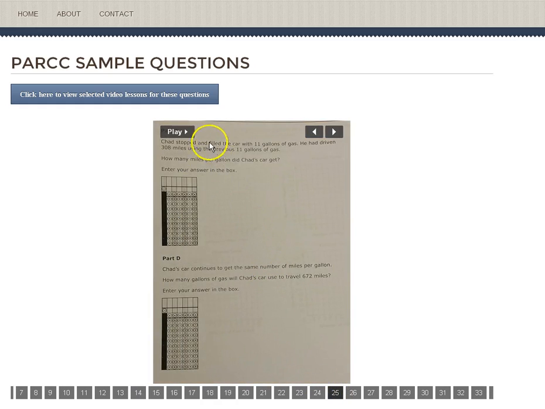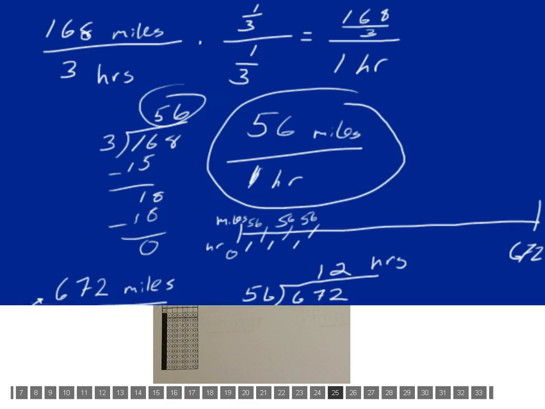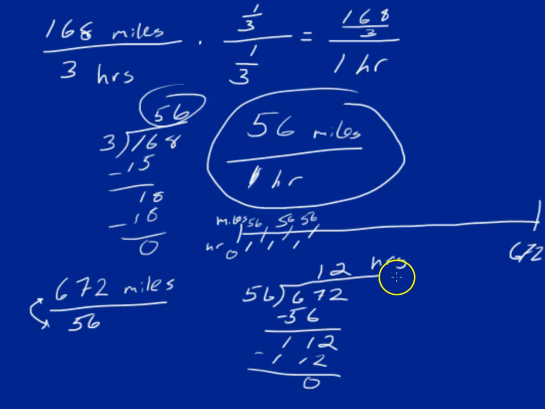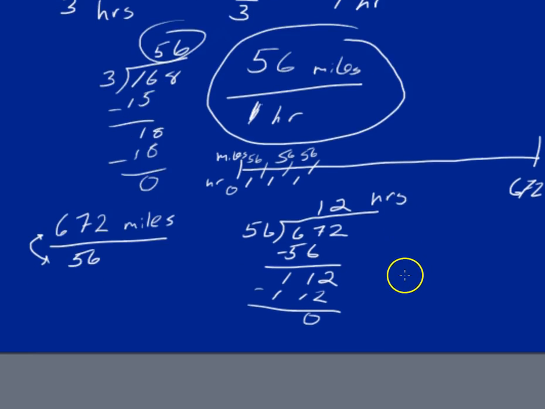Now, part C says Chad stopped and filled his car with 11 gallons of gas. He had driven 308 miles using the previous 11 gallons of gas. How many miles per gallon did Chad's car get? So now they're asking us basically to forget about everything we've done here. This 56 miles per hour, the speed, doesn't really matter.